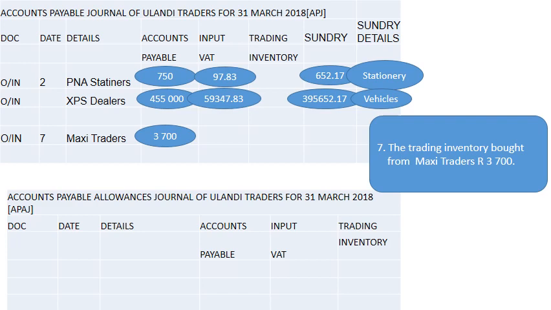Calculate the input VAT on the inclusive amount and arrive at 482 rand 61 cents. Deduct it from the inclusive amount to calculate inventory excluding VAT of 3,217 rand 89 cents.